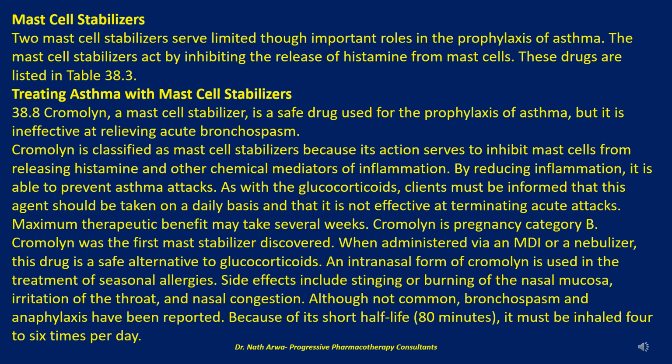Cromolyn, a mast cell stabilizer, is a safe drug used for the prophylaxis of asthma, but it is ineffective at relieving acute bronchospasm. Cromolyn is classified as a mast cell stabilizer because its action serves to inhibit mast cells from releasing histamine and other chemical mediators of inflammation. By reducing inflammation, it is able to prevent asthma attacks.